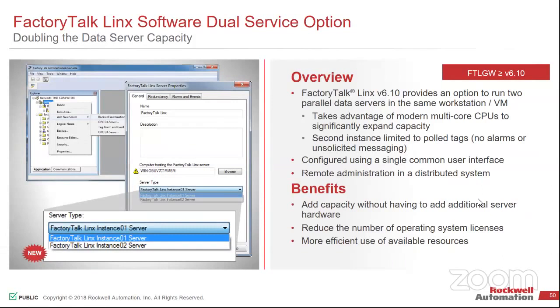Strongly recommend using the process system estimator tool to find out what your network traffic is going to be, how many tags you're going to have flowing back and forth, and what your pass server recommendations are going to look like based on what that tool outputs. But with the new update in FactoryTalk Linx, we now have the ability to consolidate some of our data servers.